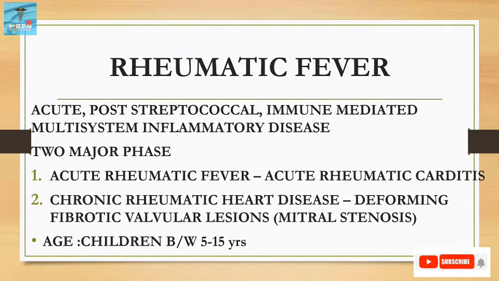It has two major phases. First is acute rheumatic fever. It frequently manifests as acute rheumatic carditis. Then, chronic rheumatic heart disease. Here, deformed fibrotic valvular lesions are the principal key feature of chronic rheumatic heart disease. Then about age group: it is most common in children between 5 to 15 years.